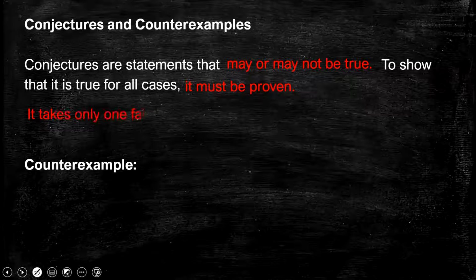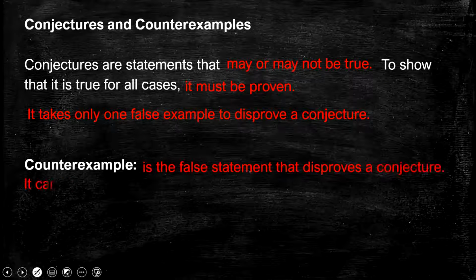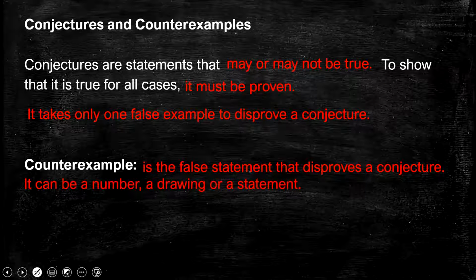So it only takes one false example to disprove our conjecture. And that one example is the counterexample. It's the false statement that proves a conjecture wrong. It can be a number, a drawing, or a statement. It doesn't have to be all 3 of them. It could be a number, it could be a drawing, it could be a statement. It's something that just proves what we're being told is not true.